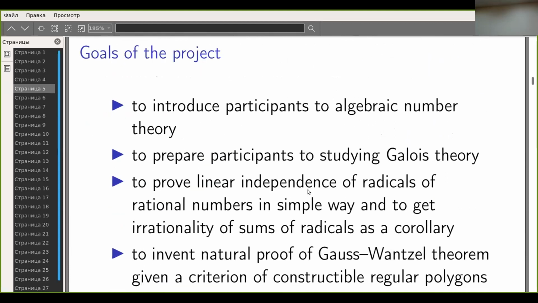The goals of the project are the following. First, we want to introduce participants to algebraic number theory and to the more complicated Galois theory. Galois theory also includes elements of group theory. So that's why this theory is much more complicated, but we deal only with algebraic numbers and fields in this project.